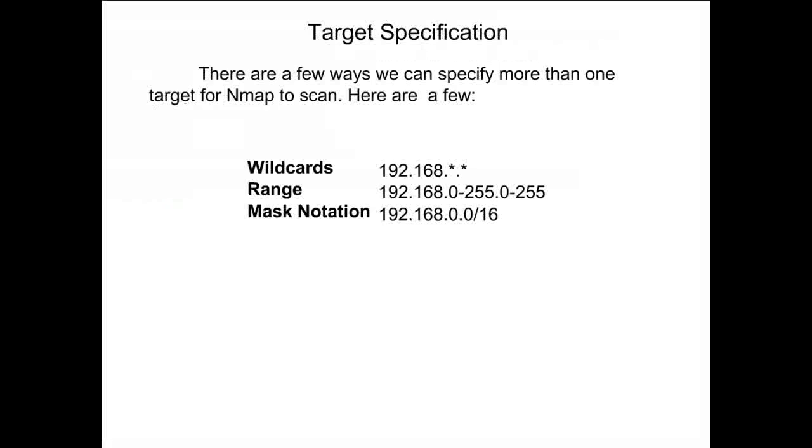There are a few ways we can specify more than one target for Nmap to scan. Here are a few: wildcard notation, range notation, and mask notation. All of the above notations would scan the same Class B network.